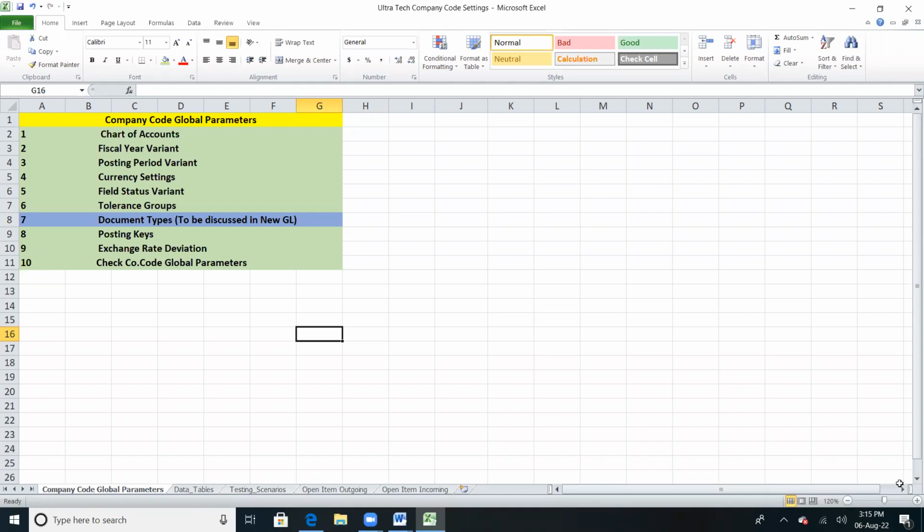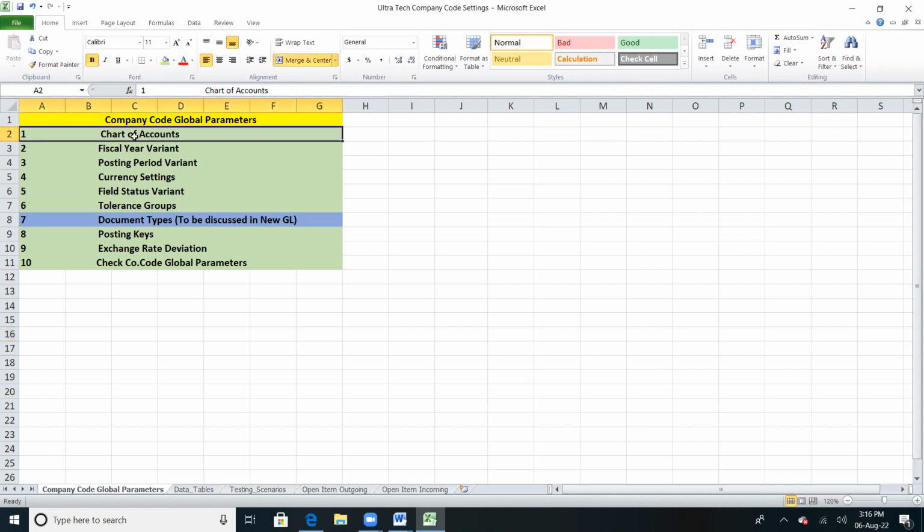Done, Naveen. Okay. One second. Okay, so these are the 10 important company code global parameters from which most of the interview questions are expected, whatever may be the designation.